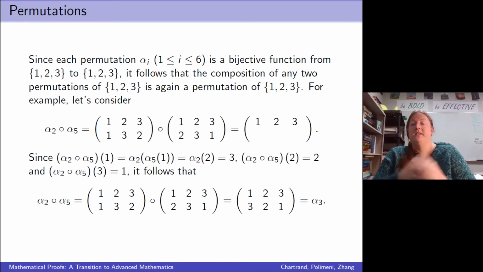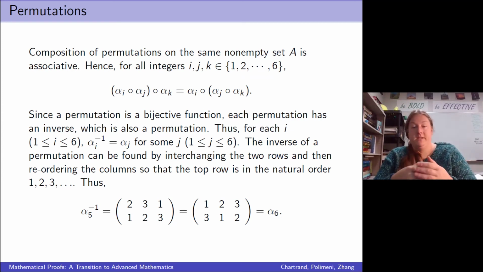Now, if I compose these functions, I am looking at taking, say, 1 goes to 2, and then 2 goes to 3. So 1 will go to 3. Likewise, if I look at where 2 goes, 2 will go to 3, and then 3 will go to 2. So 2 maps to 2. And then 3 maps to 1, and 1 maps to 1. So 3 will map to 1. So what we actually see is that when we compose any 2 of these permutations, we get one of the other possible permutations.